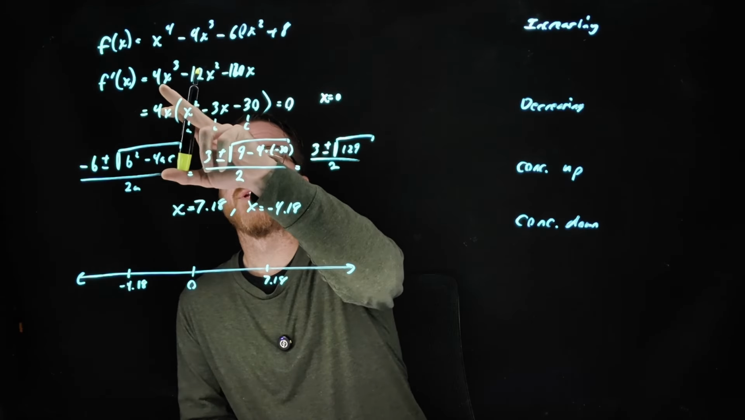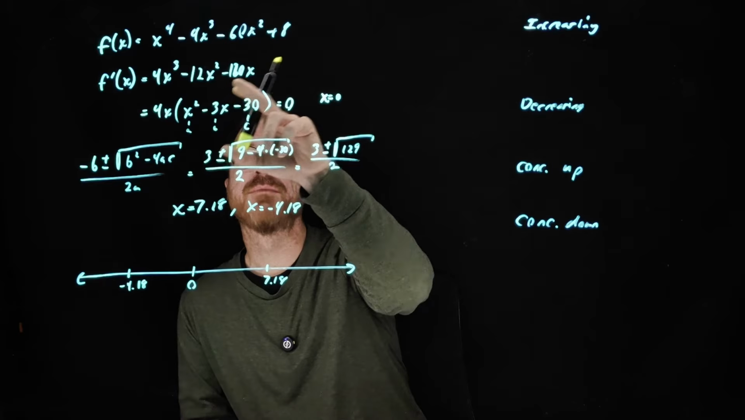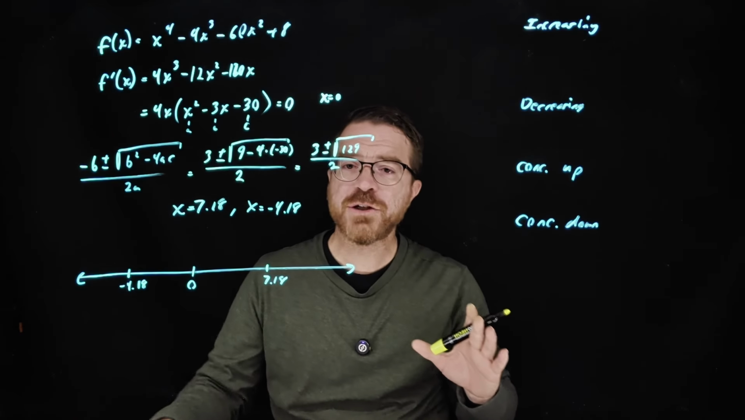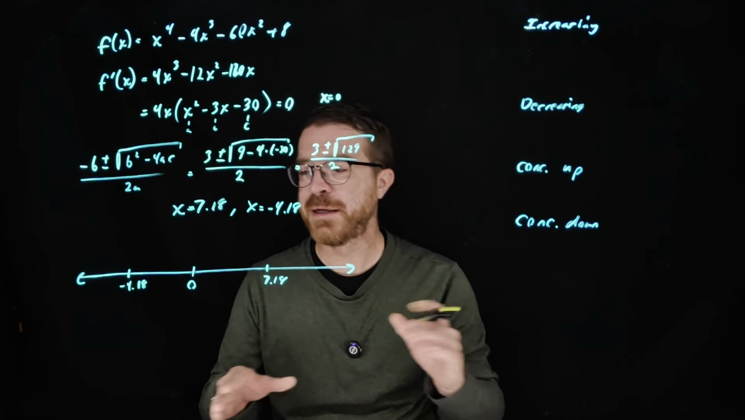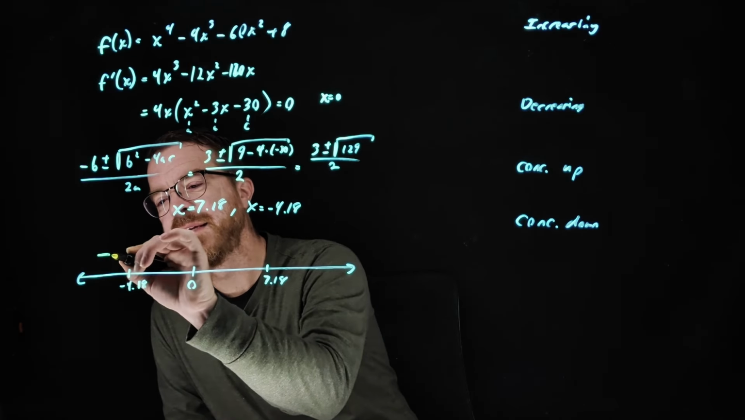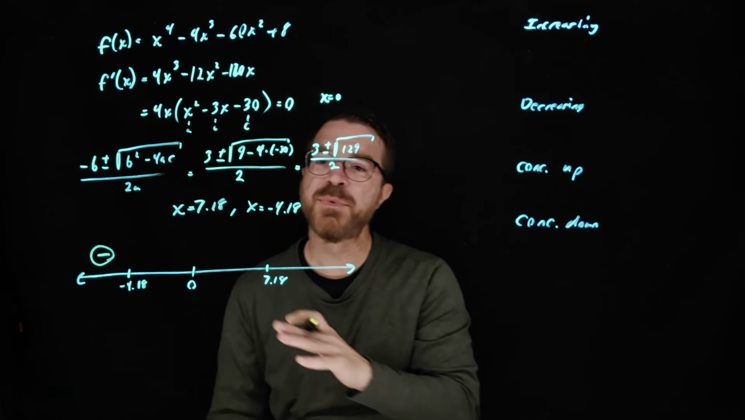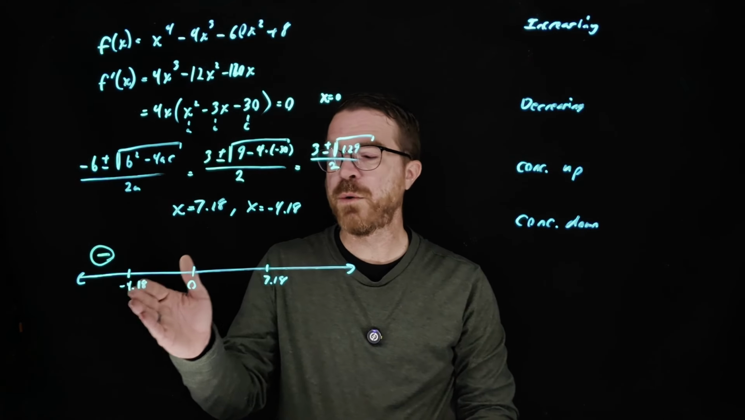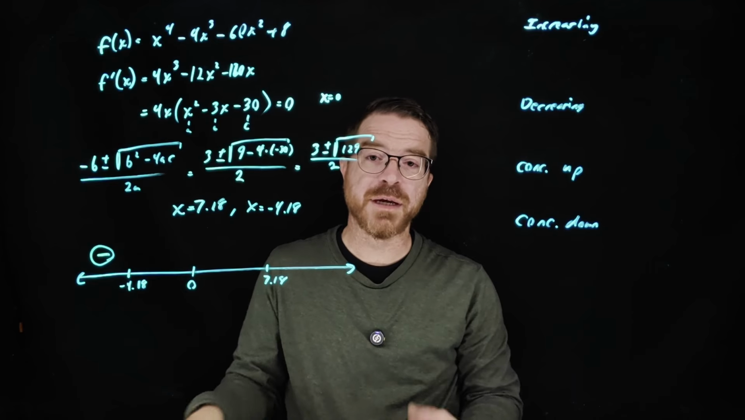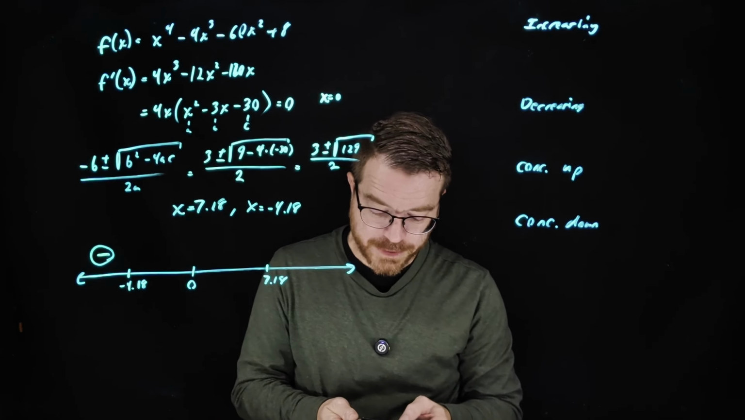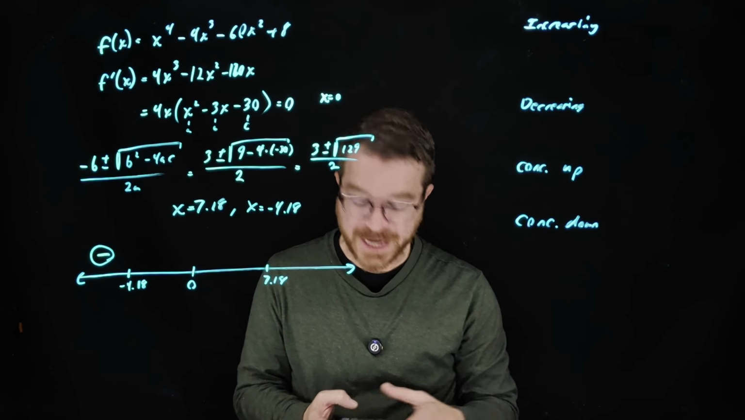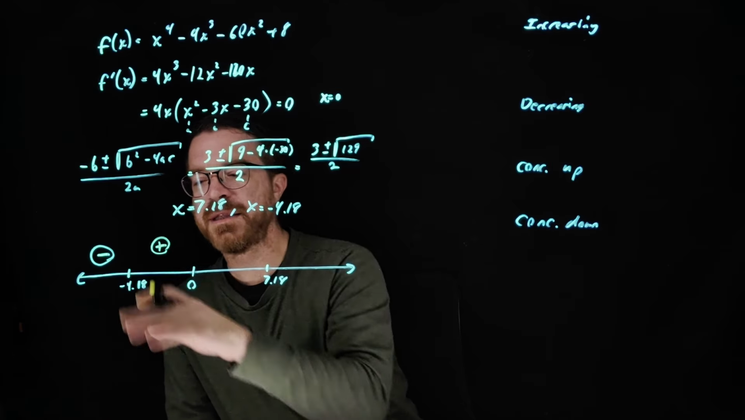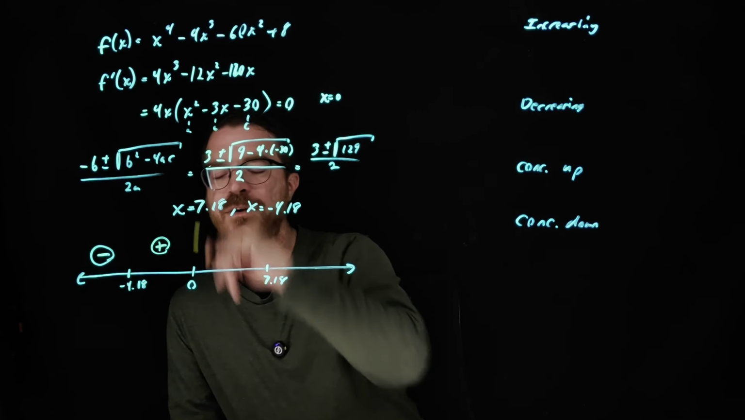So by plugging -5 into 4x cubed minus 12x squared minus 120x, I get a value of -200. Now, I don't actually care about the number. I only care about whether it's positive or negative. So this means that to the left here, it is going to be decreasing. Now we need to pick a value between -4.18 and 0. So I'm just going to pick the value -1, and I'm going to plug it in now. So doing this, I get a positive 104. So again, I only care about whether it's positive or negative. So this means that it's decreasing until it gets here, and then it is increasing.